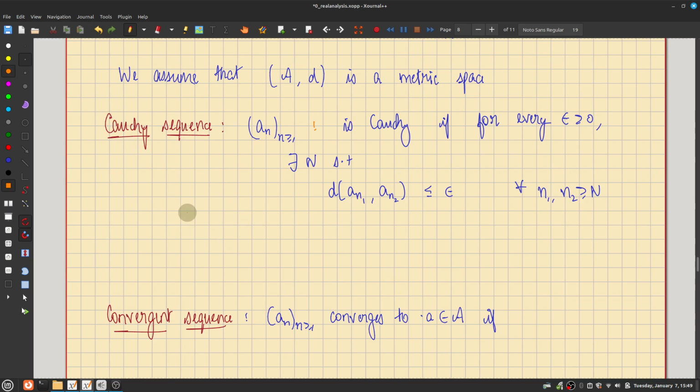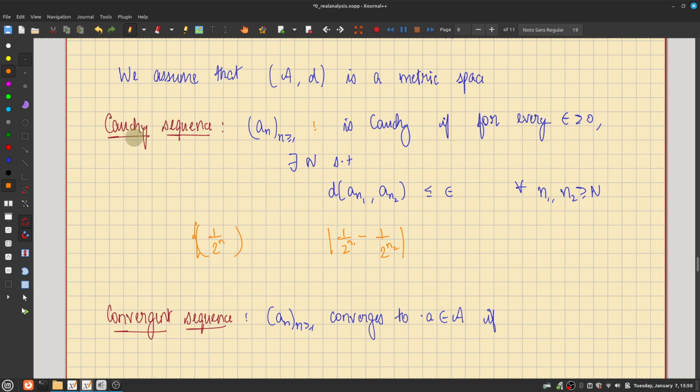For example, let's take the following sequence: 1 by 2 to the power n. You take any arbitrary epsilon, let's say 0.1. And you take an n large enough. You take an n1 and n2 that are sufficiently large. 1 by 2 to the power n1 minus 1 by 2 to the power n2 can be made arbitrarily small. That's all that this is saying.